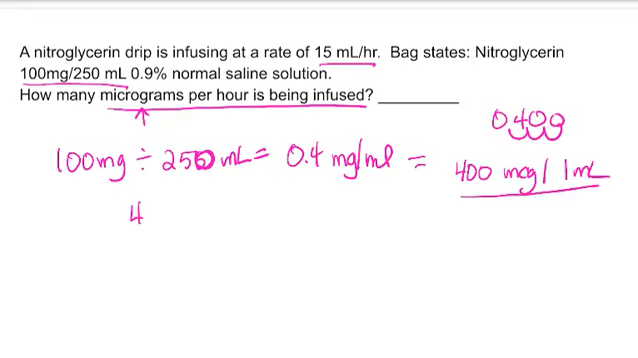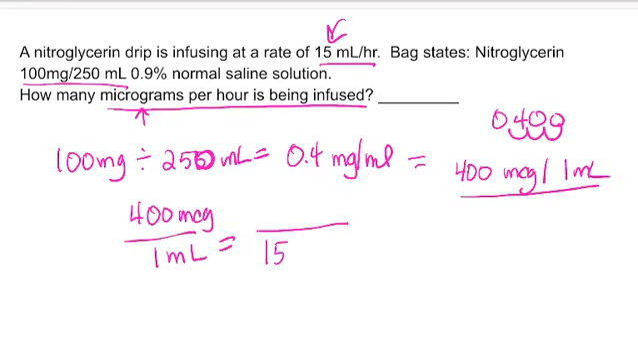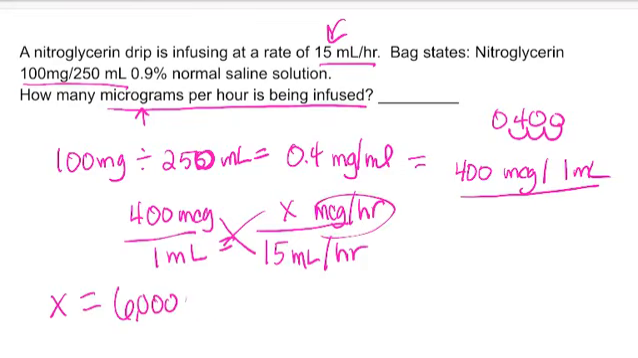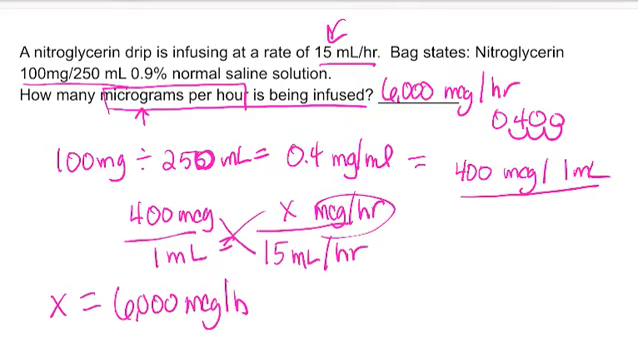Now I know that if I have 400 micrograms in 1 milliliter, and what am I going at? I am going at 15 milliliters per hour. So I know that this up here is going to be micrograms per hour. My X, it's going to be per hour. So I multiply this out, and I know X is going to equal 400 times 15, which ends up being 6,000 micrograms per hour. And what am I looking for? I'm looking at micrograms per hour. So that's actually my answer, 6,000 micrograms per hour. And if it was looking for minutes, we're just going to divide it by 60, right? That's it. Okay, let's take a look at another one.